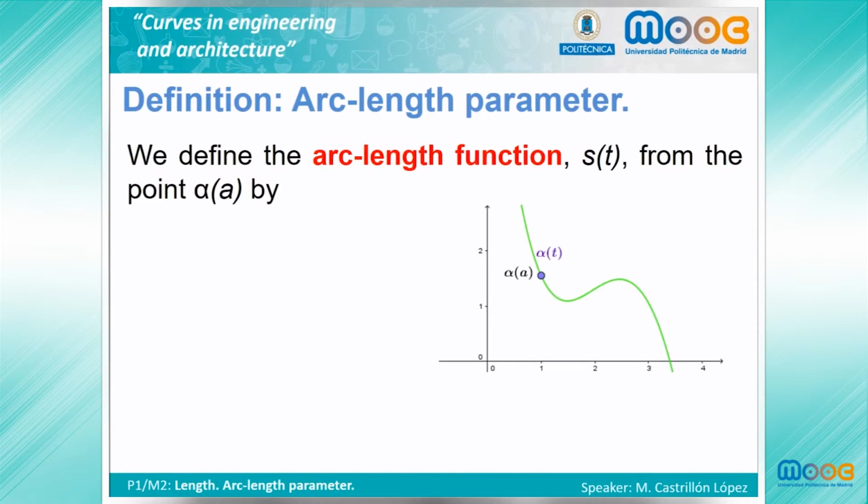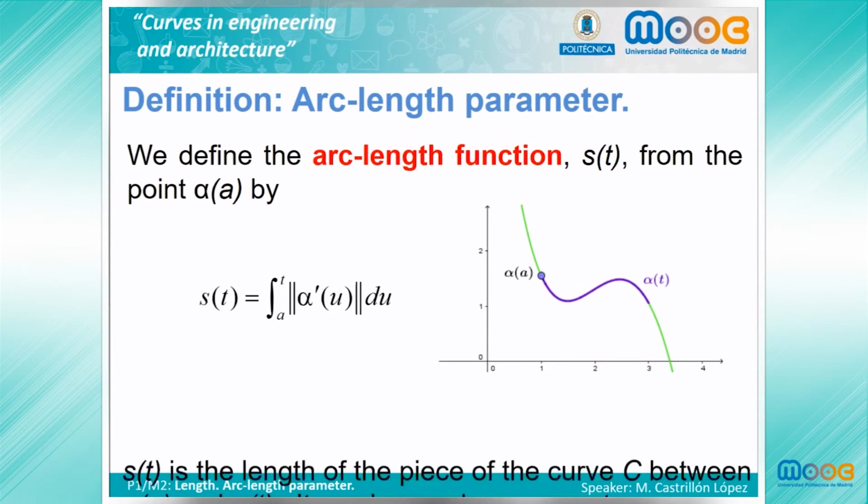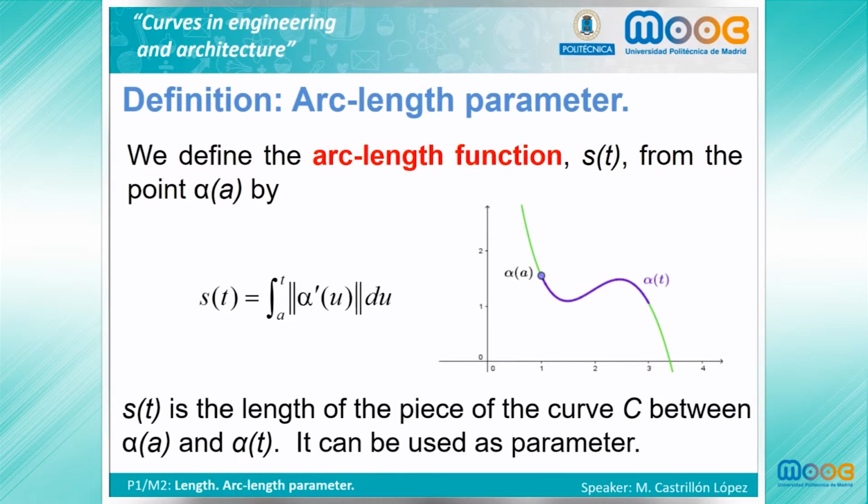The goal of the rest of the video is to introduce a new parameter, called the arc length parameter. This is very useful to prove very important results for curves. We define the arc length function s of t from a point alpha of a as the integral between a and t of the norm of the derivative of alpha. s of t is the length of the piece of the curve between alpha of a and alpha of t. And we are going to see that this function can be used as a parameter.